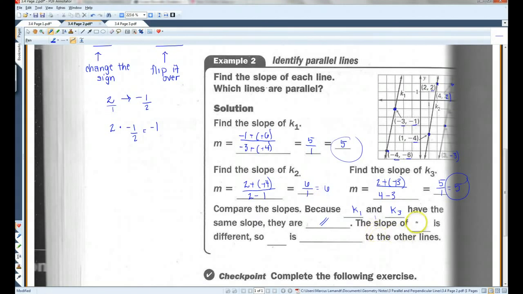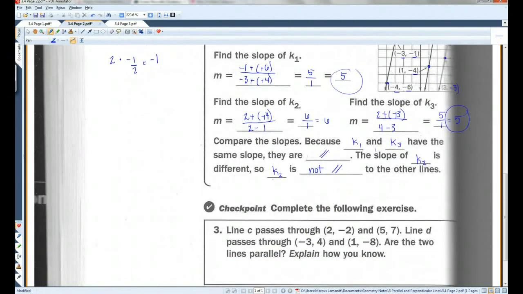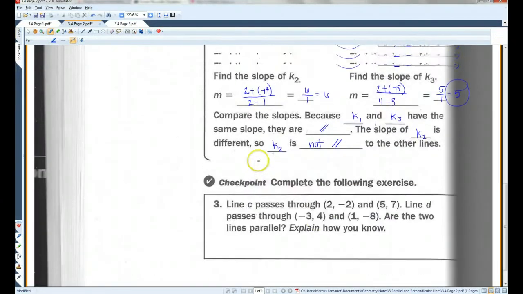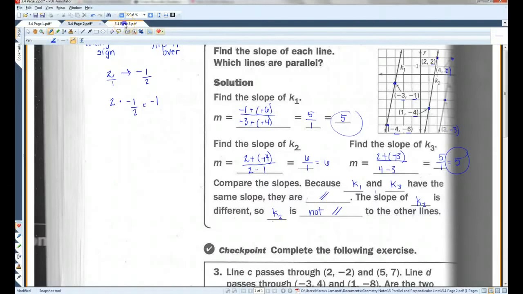The slope of K2 is different. So K2 is not parallel to the other lines. Okay? Alright, I'll let you guys do this one. Let's go on to page 3.